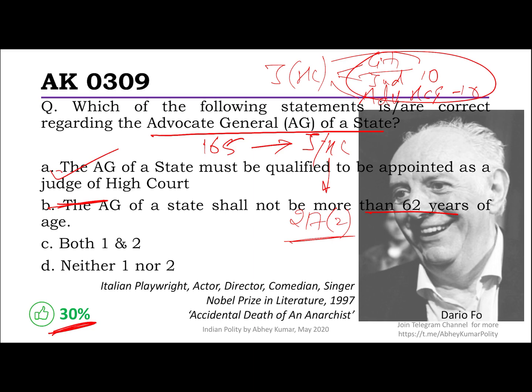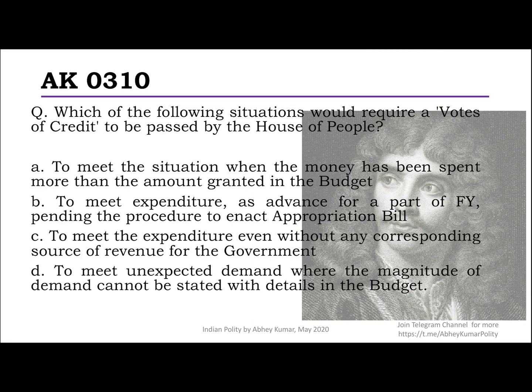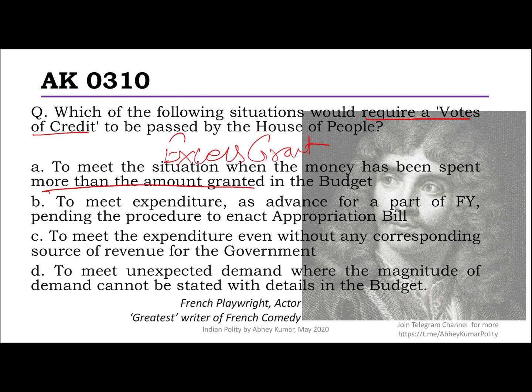Alright, so we go to the last question of this video. Which of the following situations would require a vote of credit to be passed by the House of the People? Let us see. To meet the situation when the money has been spent more than the amount granted in the budget. Well, this is actually what is called the excess grant. That's kind of an obvious name also, where the money has already been spent more than what was granted.